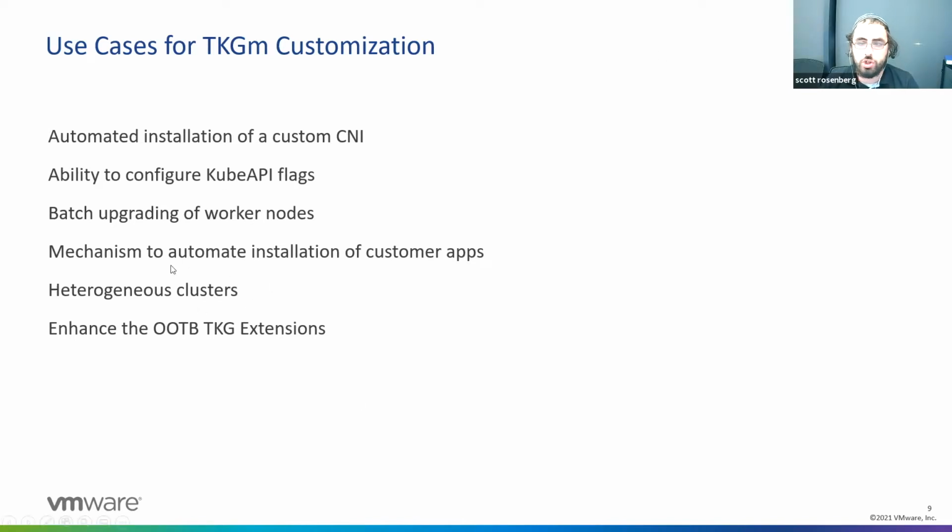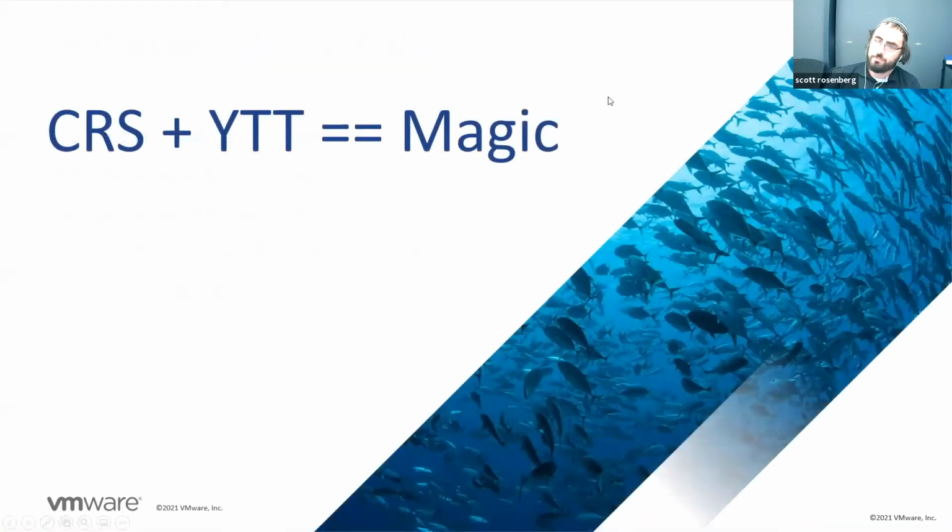Also, the idea of heterogeneous clusters. This was just added in 1.4, the ability to create worker nodes of different sizes in TKGm is a day 2 operation, but this didn't exist in 1.3, and we were able to add this. And also, we can do it as a day 1 as part of the deployment in 1.4 with some customization without needing to add that as a day 2 action. And enhancing the out-of-the-box TKG extensions, which we'll be showing.